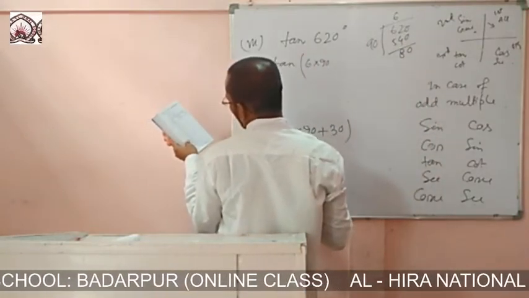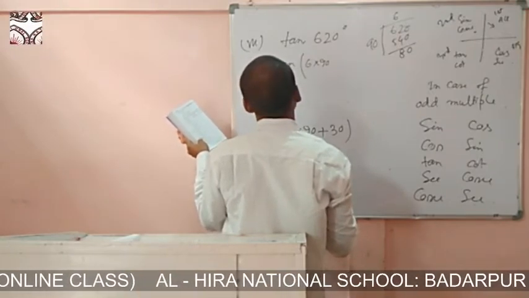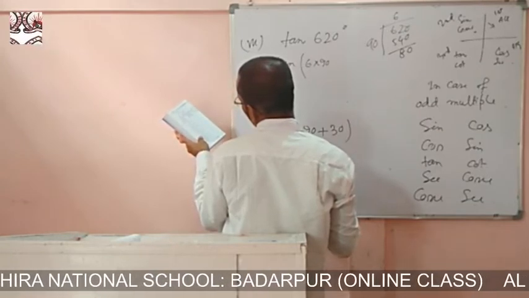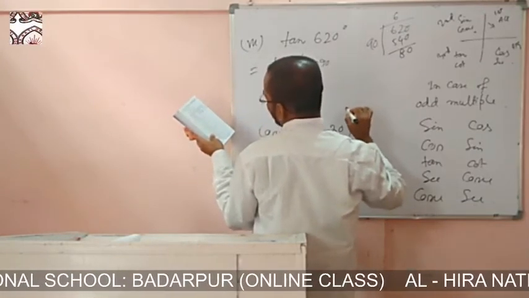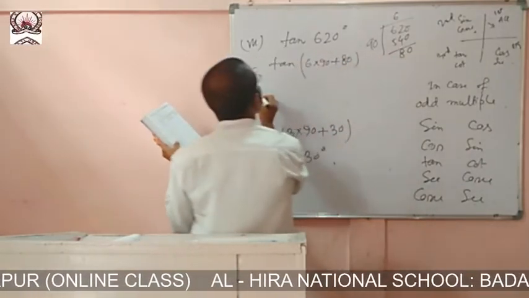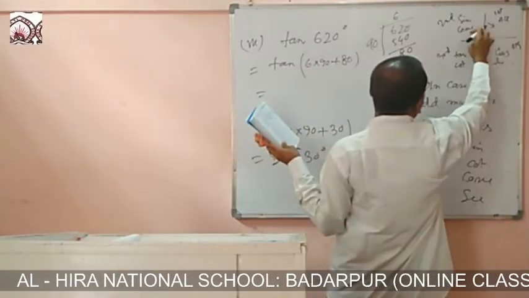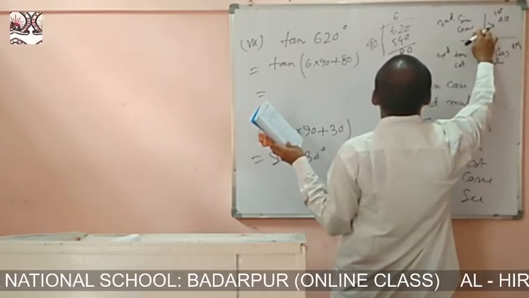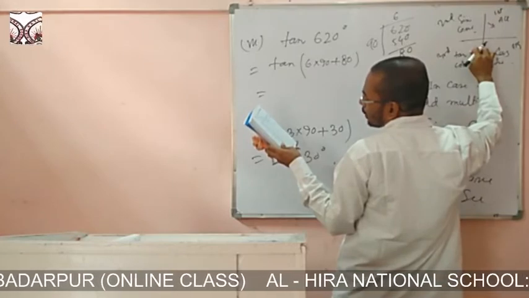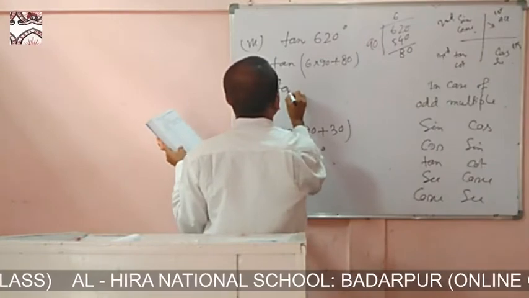So if we divide by 620, then 690 plus 80, plus the remaining is 80. So 1 2 3 4 5 6 plus 80, plus 80 means this one is the third quadrant. So third quadrant, it is tan 80 degree.